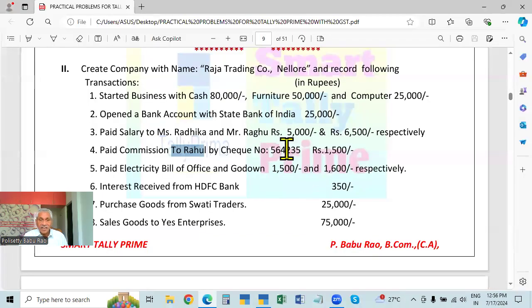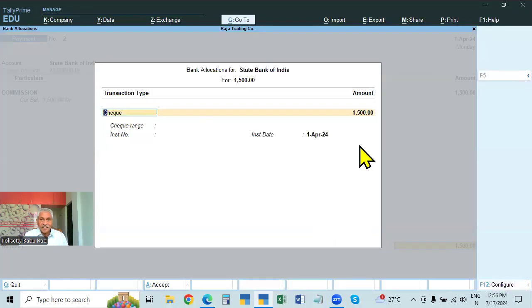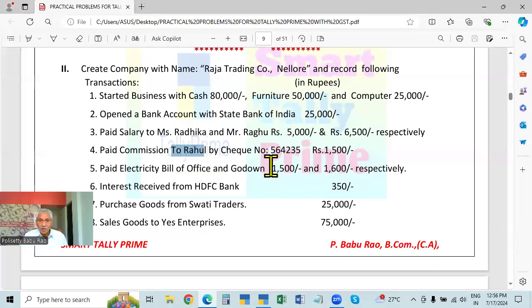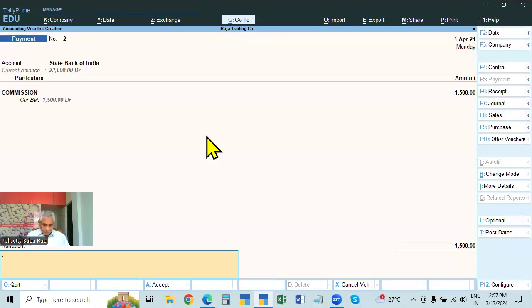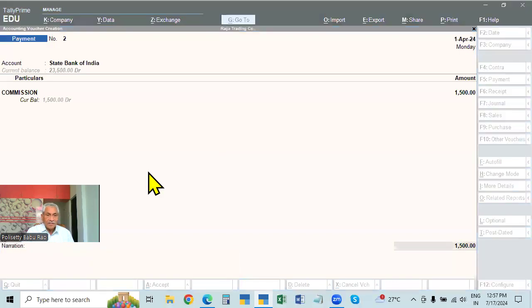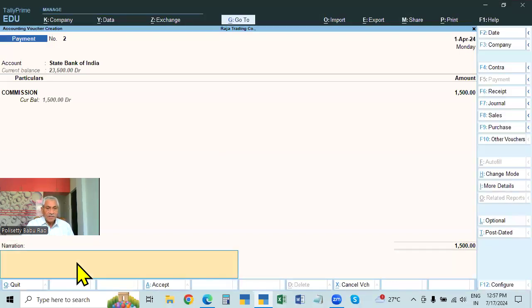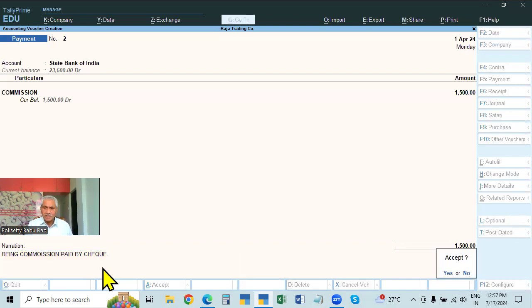So here we are paying by check. That is why the transaction type is check. Here, instrument number means check number. So 564235. That's all. Okay, here for the narration: commission paid. We can write by check. For cash, we need not write anything. So for check, commission paid by check. Or simply you can write being commission paid. Or by check, if you want, you can write it.